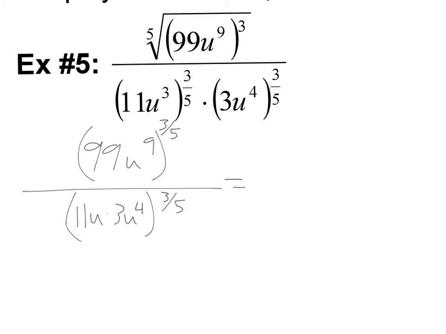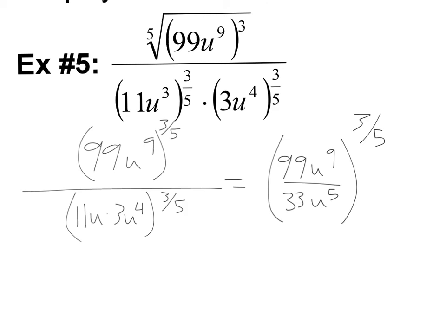And hopefully you see now that these are also really the same exponents. And so we can make this 99u to the 9th over, we could go ahead and multiply this together. 11 times 3 is 33u to the 5th, because there's another u here, u to the 1 times u to the 4th. And this whole thing is to the 3/5 power.